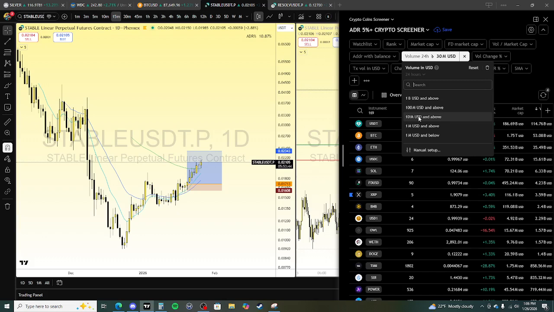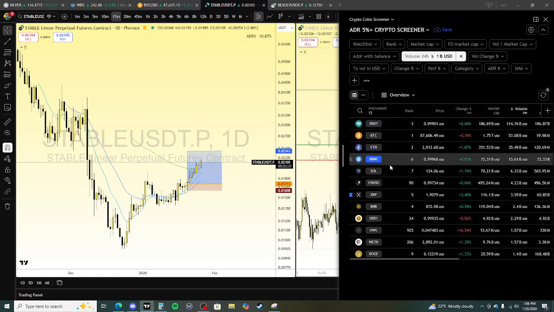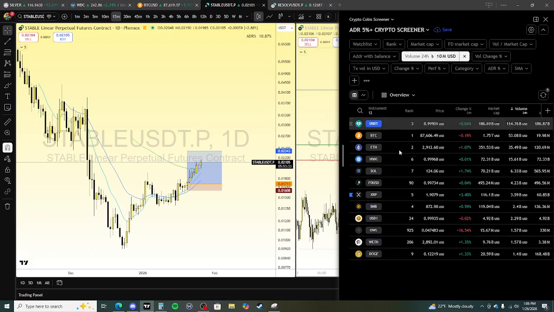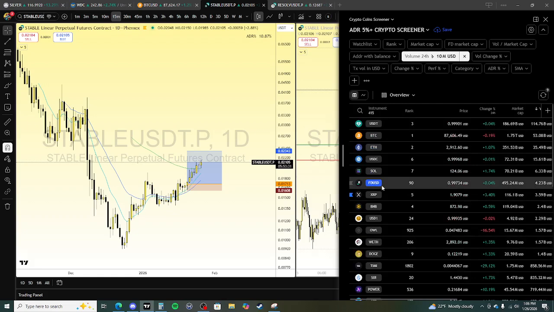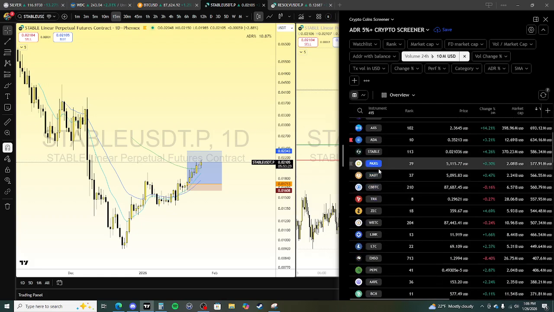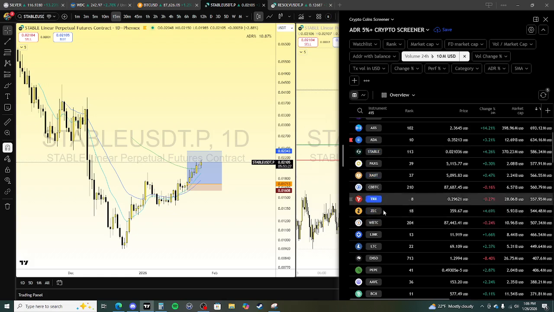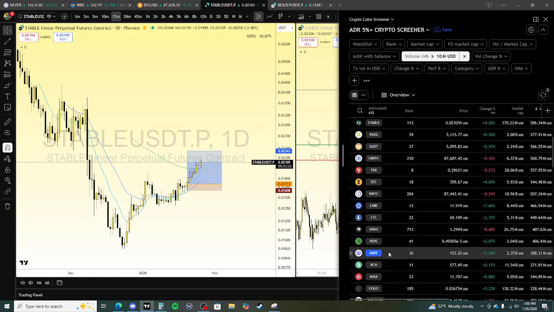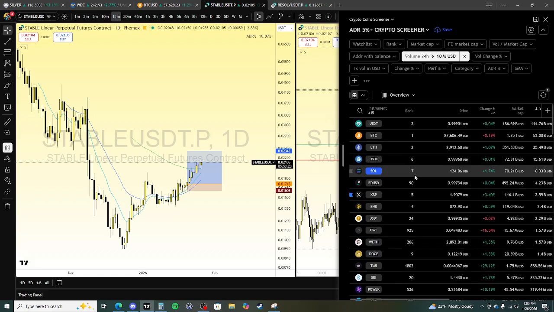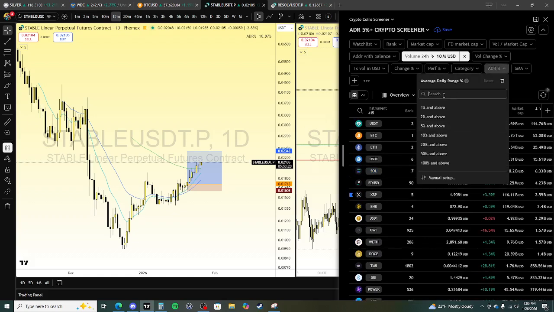Obviously, the higher the volume, the bigger market cap coins are probably going to get, right? So if you go into like 1 billion and above, you're going to be looking at Bitcoin, Ethereum, Solana, XRP. But if you go down to like 10 million, you're going to be seeing things like Stable, which I'm in. You're going to be seeing Zcash, Aave, etc. And then it's going to get even better when you add the ADR.